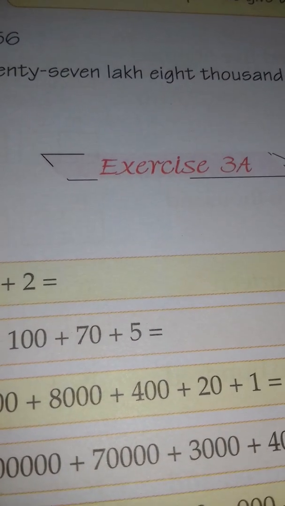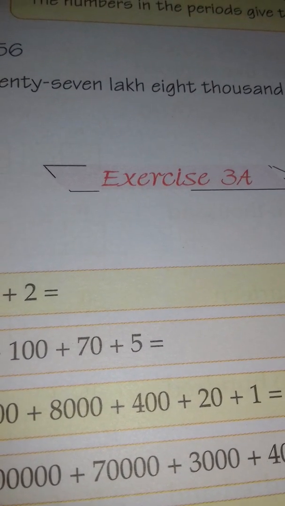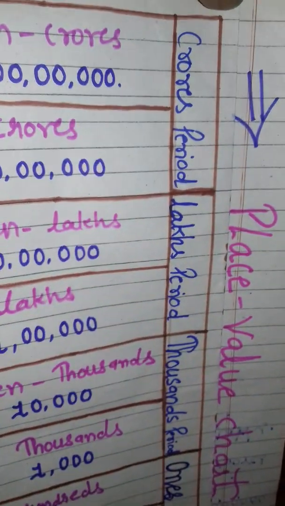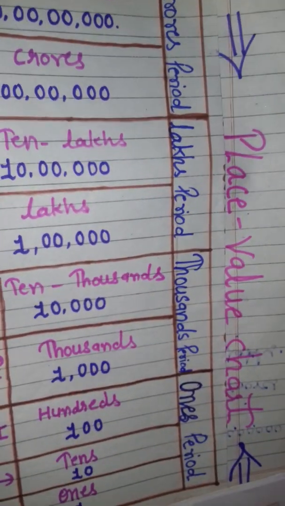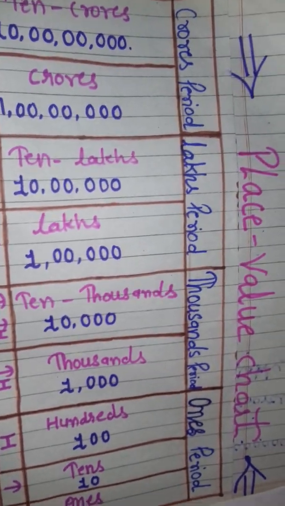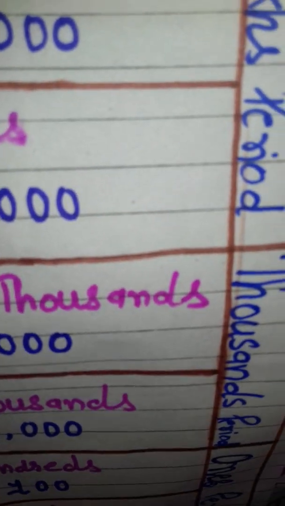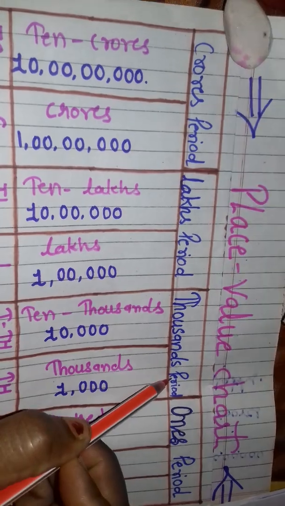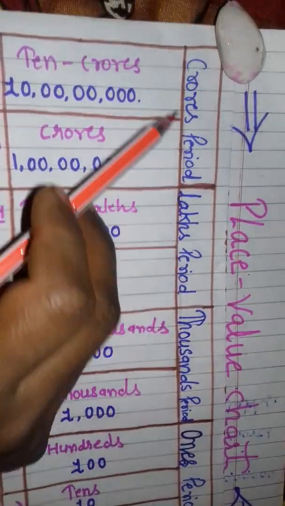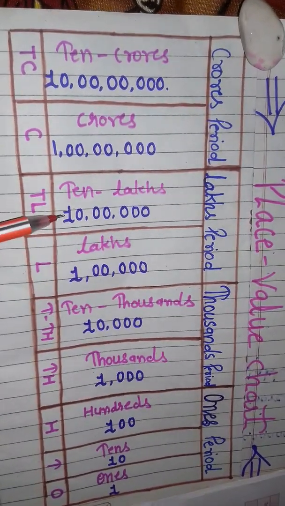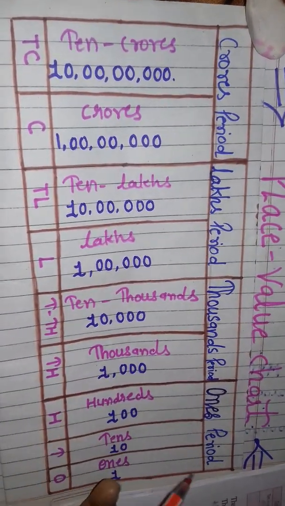But before starting the exercise you have to first make this place value chart. See this place value chart, you have to first make into your notebook how the periods are arranged here. You can see ones period, thousands period, lakhs period and crore period. Okay, so this is your place value chart. You have to first make in your notebook before starting the exercise work.